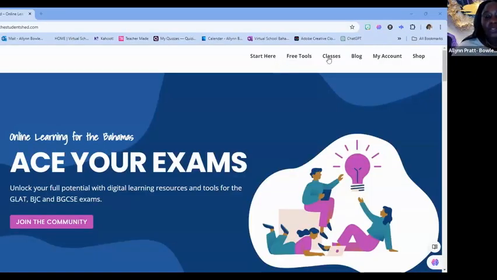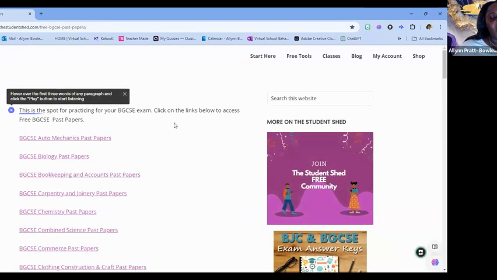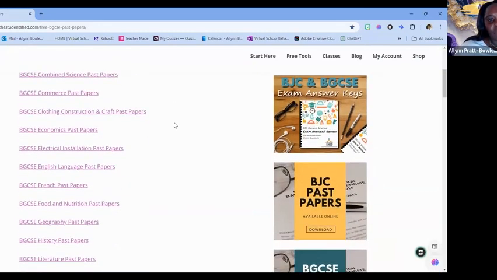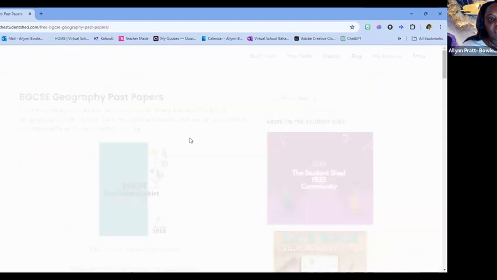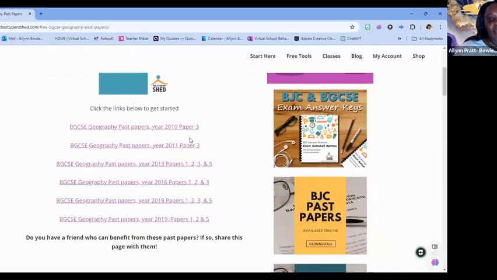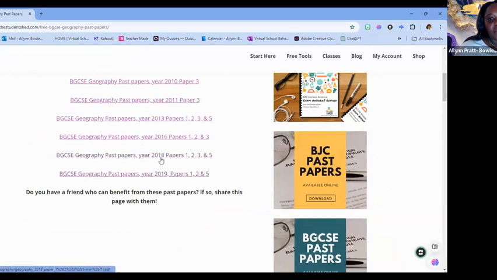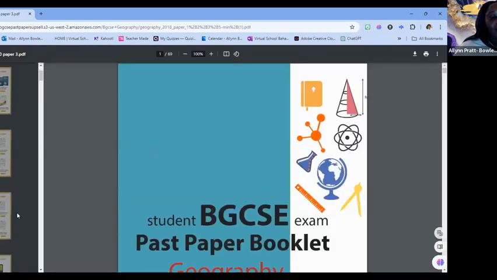Yes, right here. So this is the website. I normally go to free tools and they give you past BGCSE papers for almost all of the subject areas. If you can see, they have pretty much all of them. I'm just going to go straight into geography so that we can get an idea of how the geography papers look. I'm going to click on 2018. And here, this is how a typical geography paper is set up.